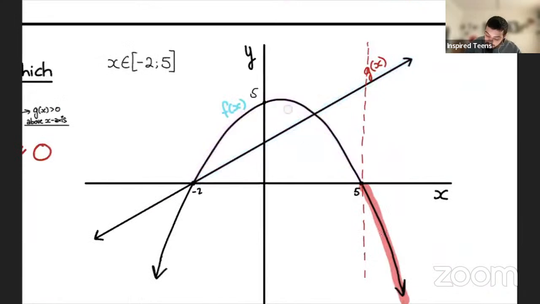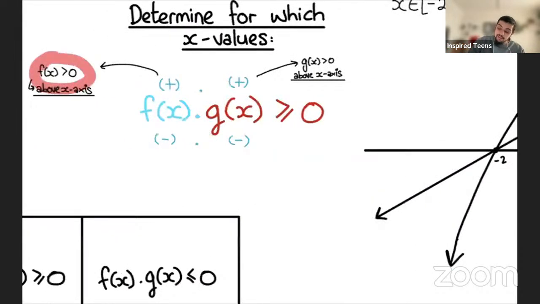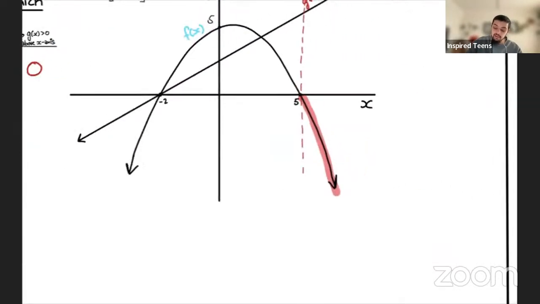Let's look at the next one. It's when they are both negative. Both negative would mean the opposite. f of x being negative would be below, and g of x being negative would be below as well. So we need to identify the parts of the graph. So again, you can do this.